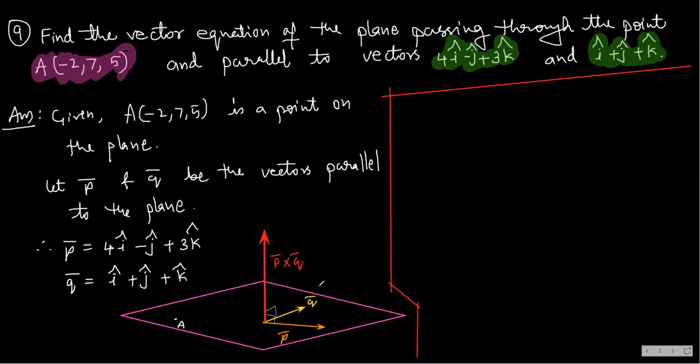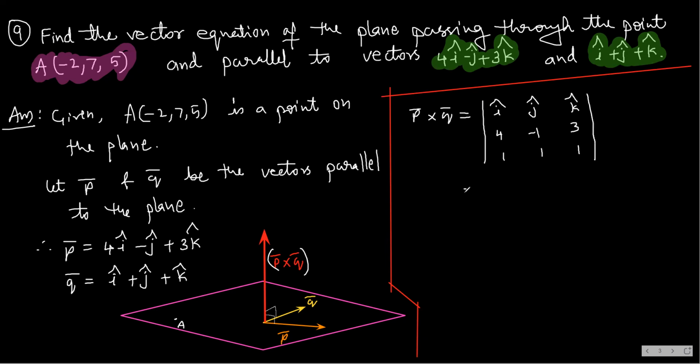The next step is I will find out P bar cross Q bar. P bar cross Q bar is going to be the vector perpendicular to the plane. Got it? I will write here P bar cross Q bar is, see, I cap, J cap, K cap. What is P bar? P bar is 4, so 4 minus 1, 3. And Q bar is 1, 1, 1.